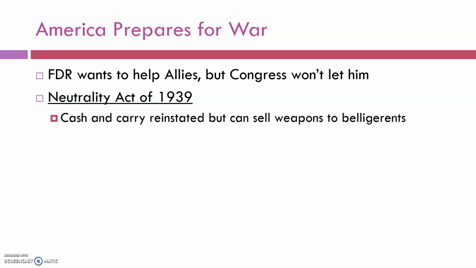In 1939, he is able to convince Congress to scale back the Neutrality Acts by saying, okay, cash and carry is still here, but we can sell weapons as long as they are cash and carried. So again, trying to find ways to sell weapons to Britain. However, Britain would very quickly run out of cash.